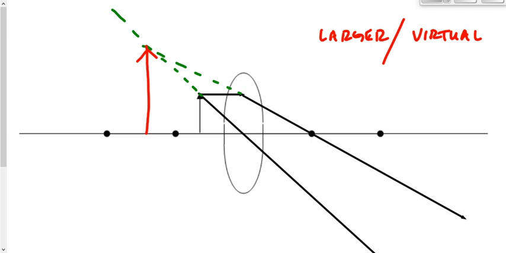Okay, what else? Right side up or upside down? Look at the arrow. Caitlin, right side up or upside down? It's upright. So larger, virtual, upright. This is the magnifying glass, right? You want to magnify something, you put your lens close to the object. But you've got to make sure that if the focal length of the lens is 10 centimeters, then your object has to be less than 10 centimeters away from your lens. That produces that image that's larger, upright, but you've got to look into the lens to see it. Okay?